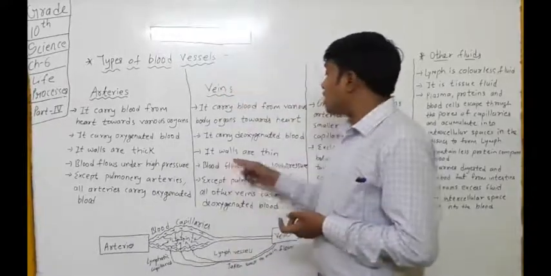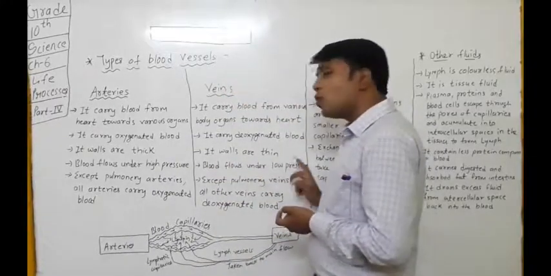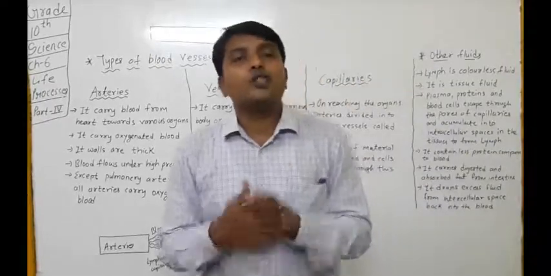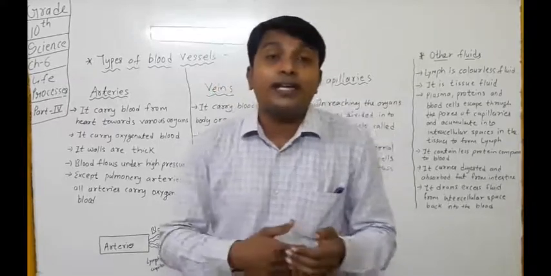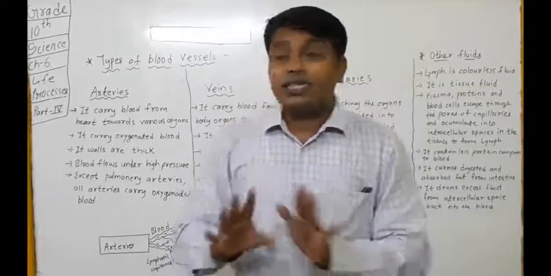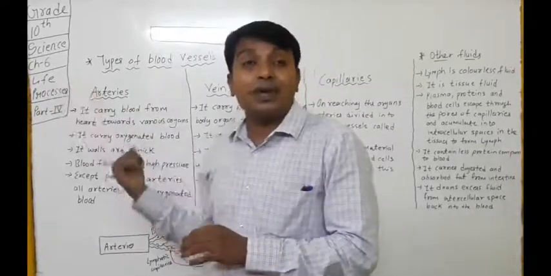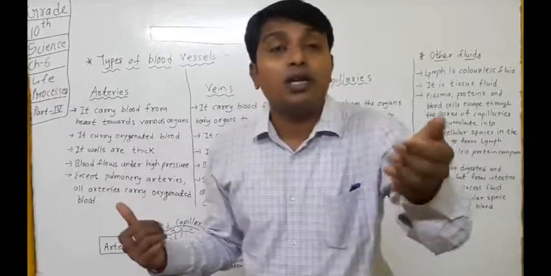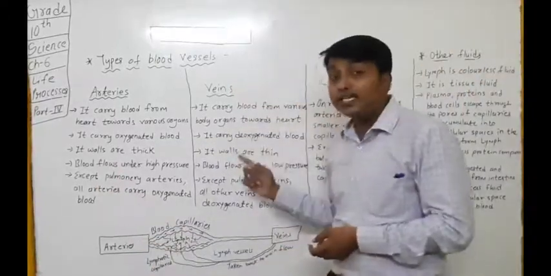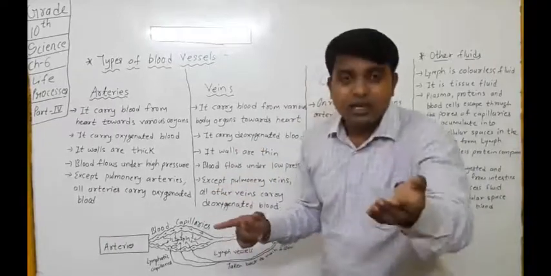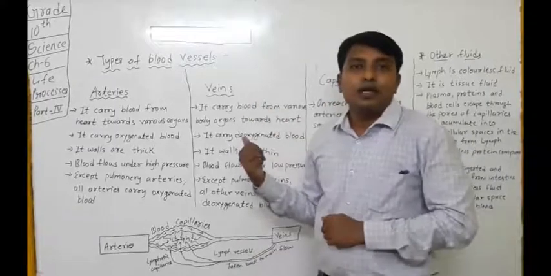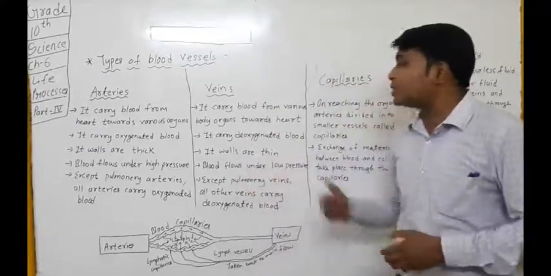Now, its walls are thin because the blood flows under low pressure. The walls of veins are kept thin naturally. Why? Because whatever blood is coming into the veins is coming from the body organs, and body organs never pump the blood. Just like in arteries, whatever blood is coming into the arteries was pumped by the heart, which creates high pressure. Whereas the blood which is coming into the veins is coming from the body organs, and body organs are not going to pump the blood. It is just coming by a natural process. That's why the walls of veins are kept thin.